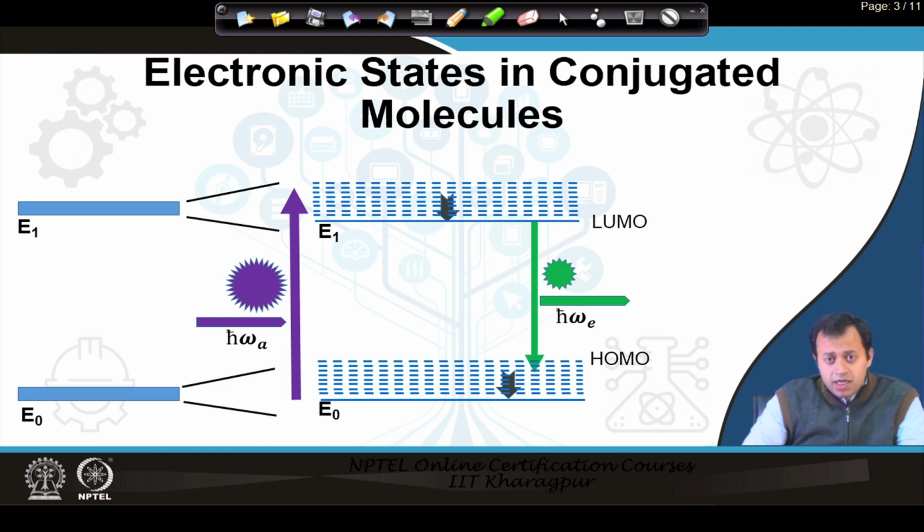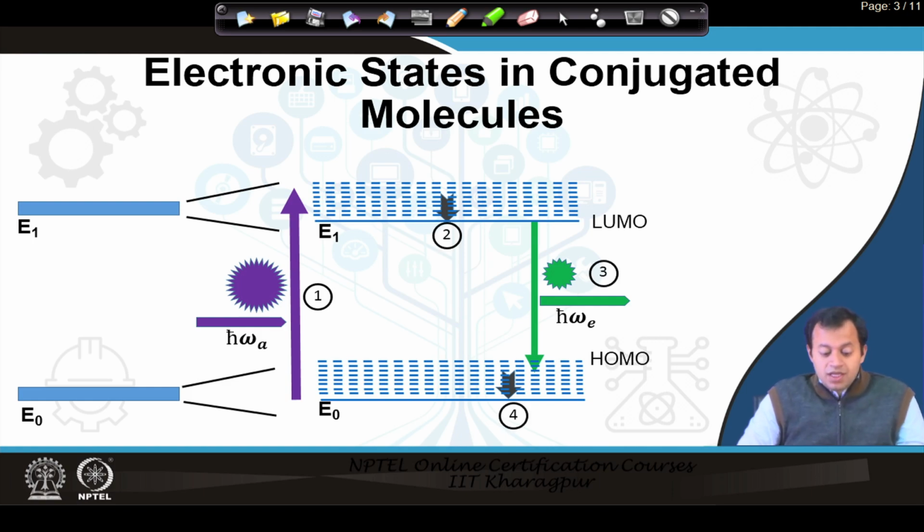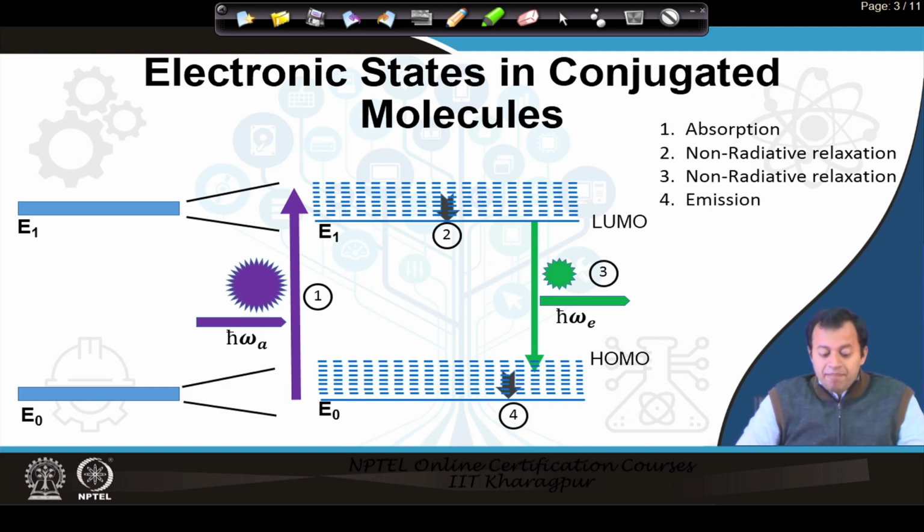This is the primary difference between the valence band conduction band theory of semiconductors with respect to the electronic states in conjugated molecules. Now, here the different phenomena that happen: 1 and 3 are quite straightforward, absorption and emission. 1 and 4, absorption and emission. 2 and 3 are non-radiative relaxation. What does this mean? This is again that phonon thing which I said. Once the electron is in an upper level and it has to move somewhere below within the upper level itself, it can lose energy in the form of heat or in the form of vibration.